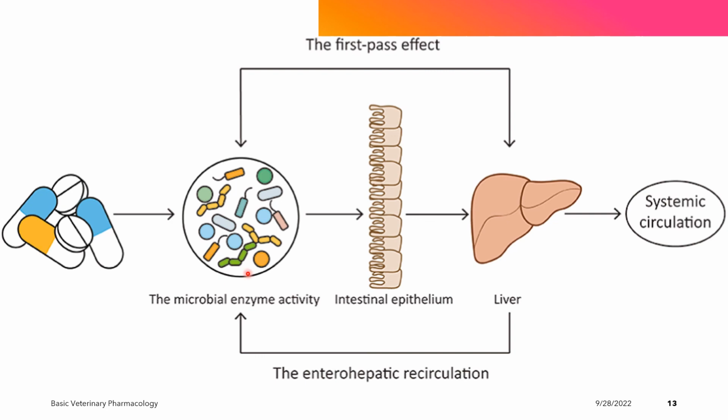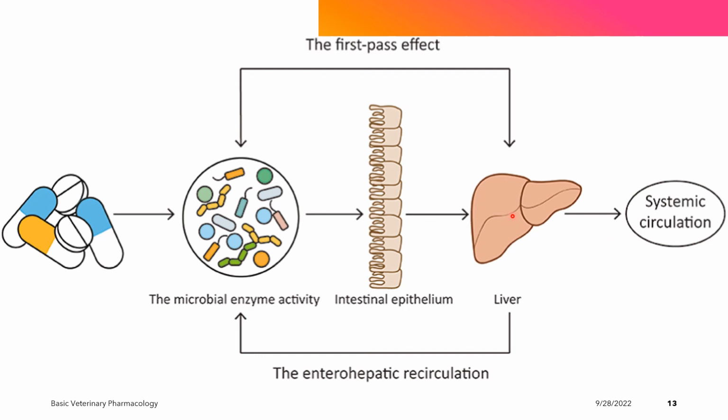This diagram shows the pathway that the orally administered drug will undergo before it reaches the systemic circulation. So for orally administered drugs, before they reach the systemic circulation, they will still undergo a certain degree of metabolism in the gut wall, in the intestinal epithelium, and in the liver before they are able to reach the systemic circulation. And this is known as the first pass effect or the first pass metabolism. So again, the significance of the first pass effect is that it will reduce the bioavailability of our drug.